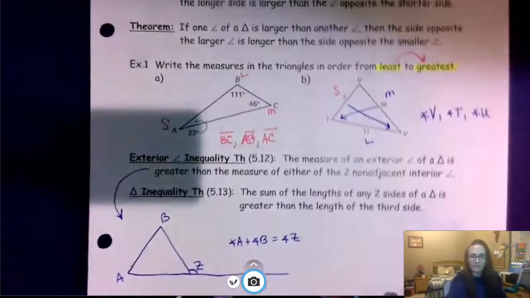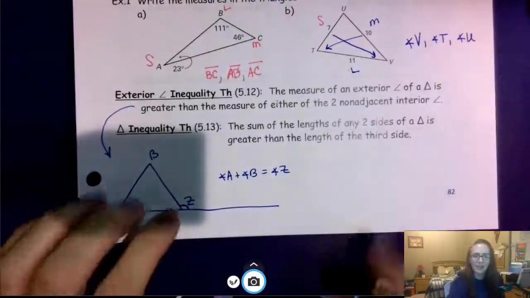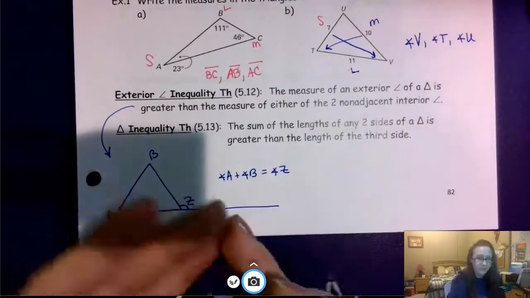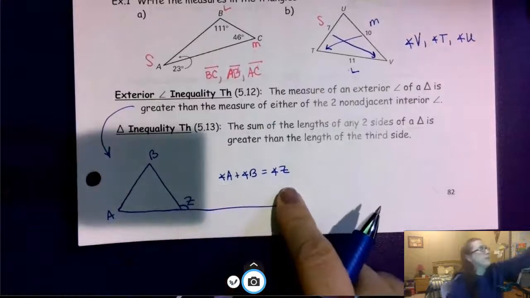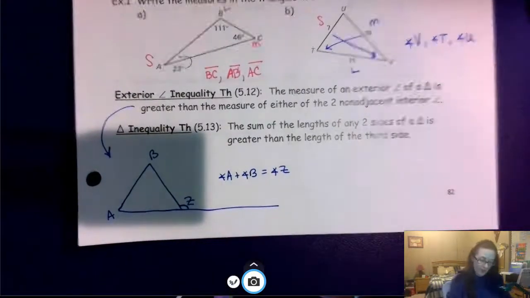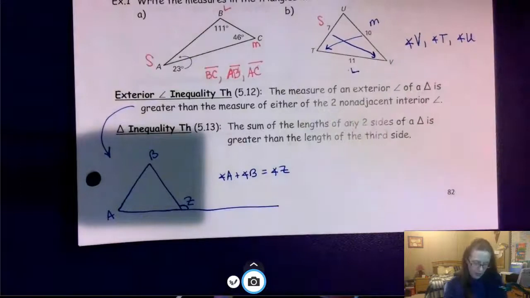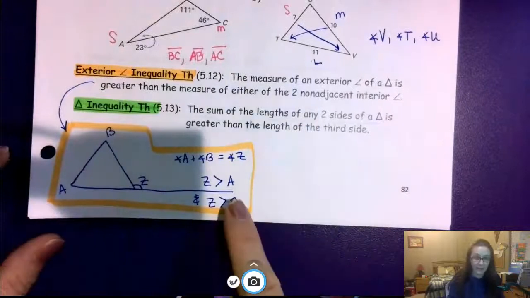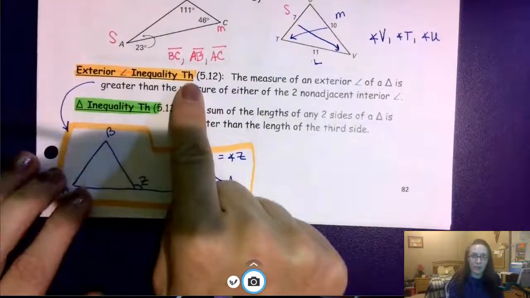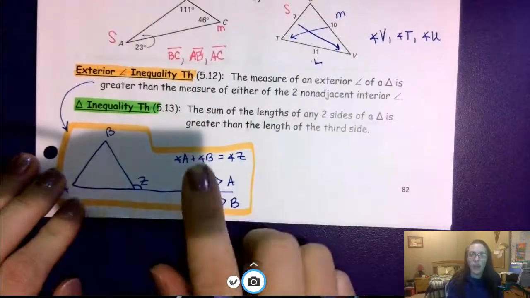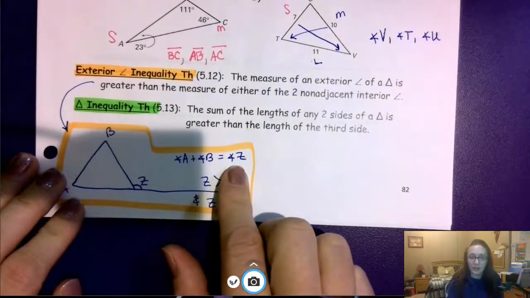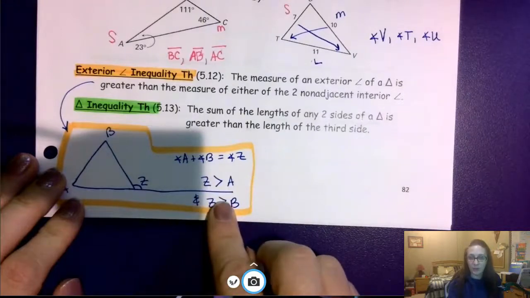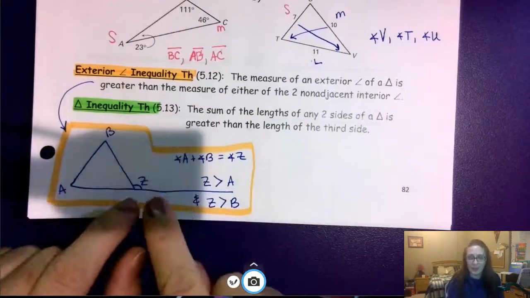Okay, so here's my little drawing. Angle A plus angle B has to equal angle Z. Because together they have to equal angle Z, I know that neither of those could be... Here, I highlighted some things. Exterior angle inequality theorem right here. A plus B has to be equal to Z, which means Z would have to be greater than A, and Z would also have to be greater than B. That's what that theorem is telling us.